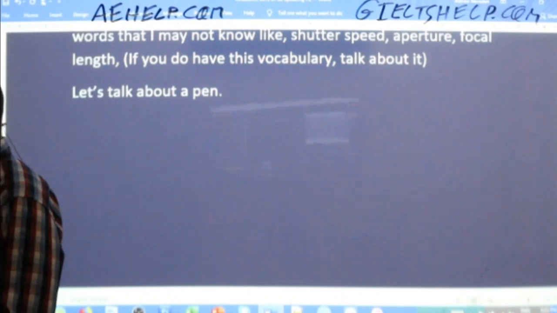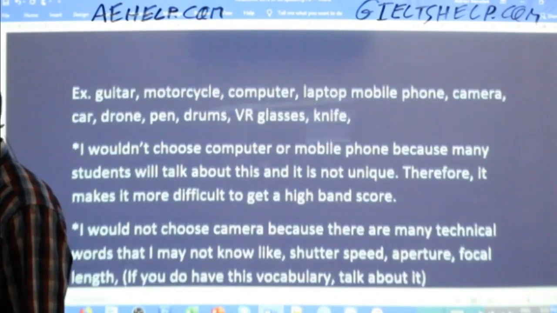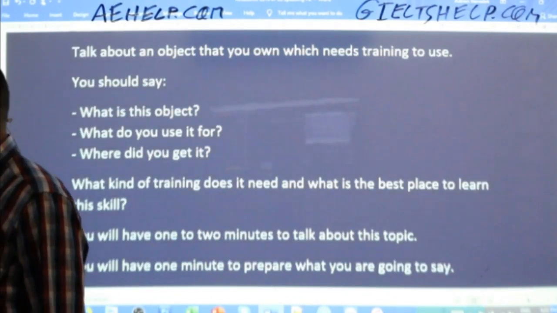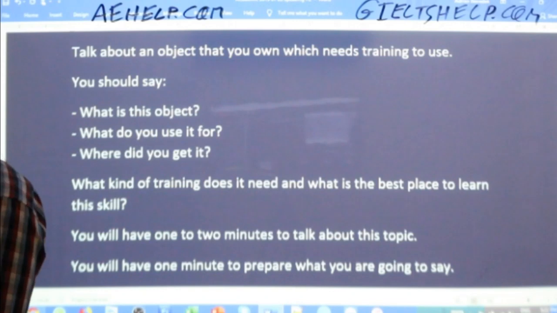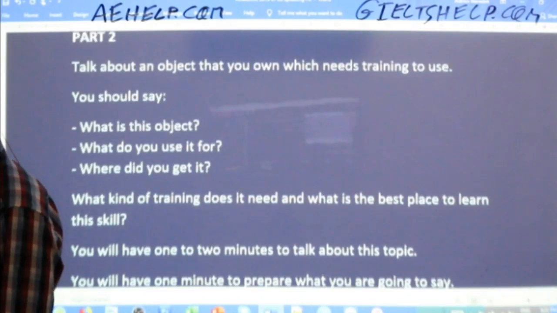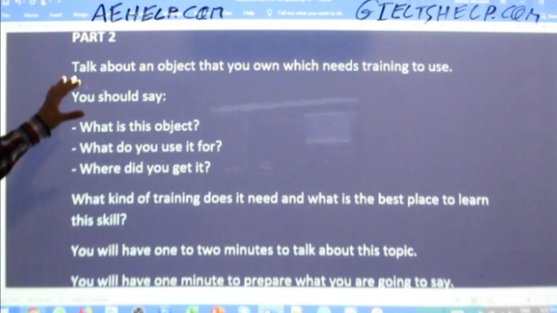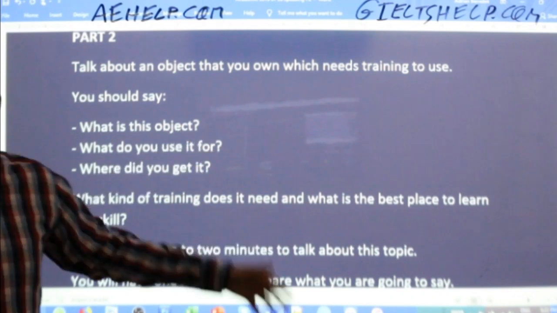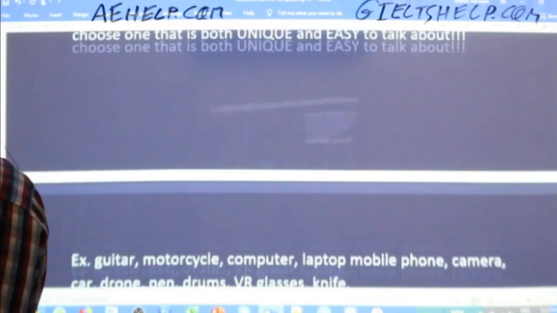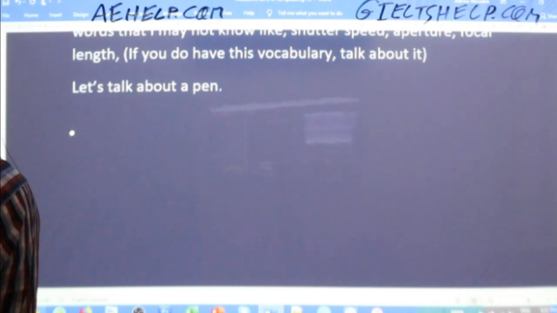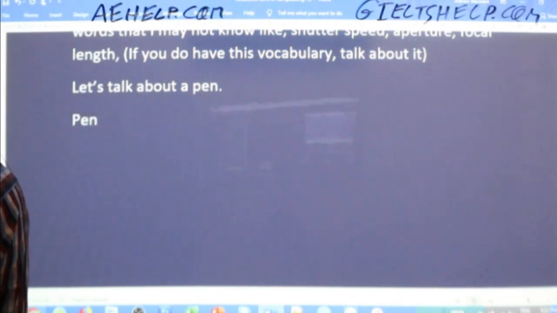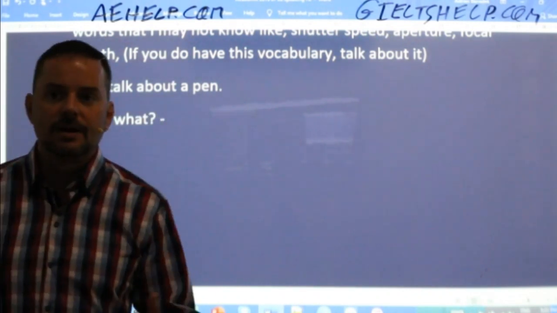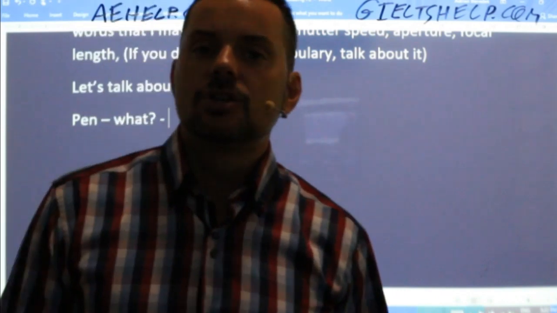So now we've decided on the pen. Okay, now it's an object that you own, so you might want to say a little bit more than just pen. You might want to give it a little bit of clarity. All right, so now again, you look at the questions and you think of some points for each of these. Okay, so what is a pen? You don't write that down, but you write a couple of points about it. So, what is the pen?